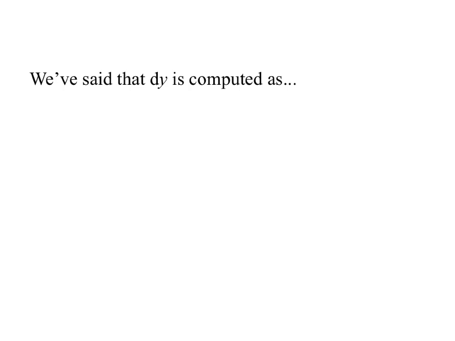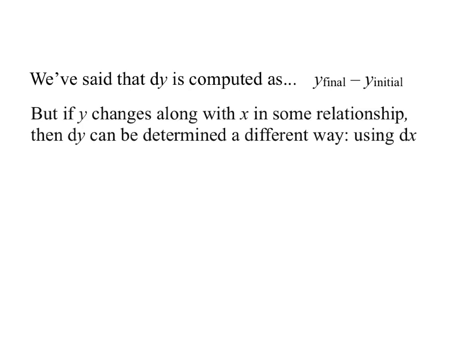Okay, so you guys said dy is computed this way, right? y final minus y initial. We just said that, right? Should make sense. The amount of change, a noun, is how much greater the final is than the initial. And that's how much change you experienced. But we can also say dy can be determined a different way, using dx. How can we determine dy using dx?